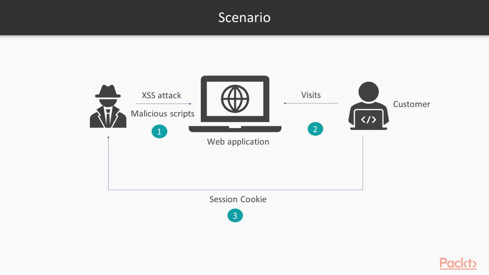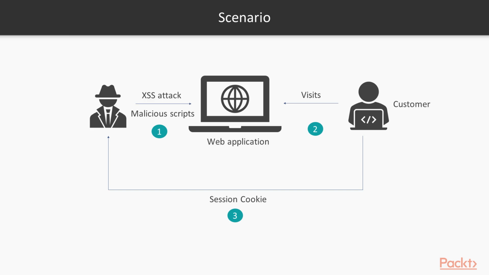This is the scenario. So you can see on the left hand side attacker, on the right hand side the customer of the website, and in the middle you can see the website or application. The first step is basically attacker finds out the vulnerability is available or not. So attacker can take help of various kind of web scanners to check if it contains the XSS vulnerability or not. If it is available, then attacker will insert malicious scripts in the web application. This is the first step.